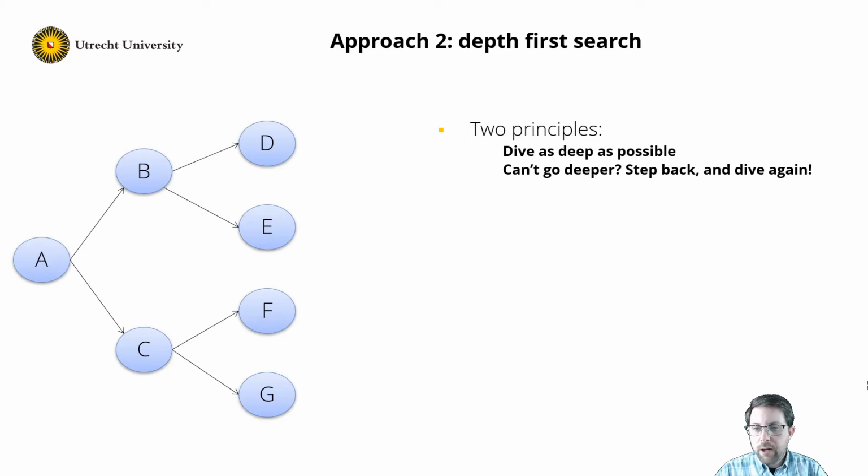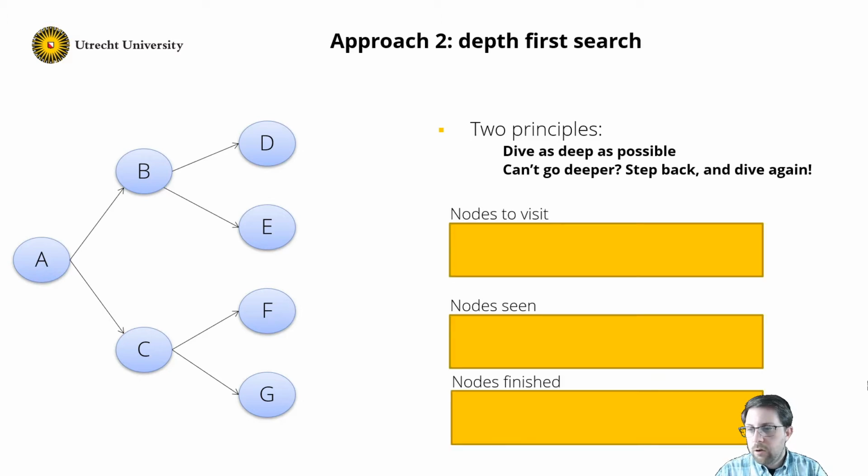I'm going to create 3 lists: nodes to visit, nodes seen, and nodes finished. And the idea of nodes seen is that I'll put all nodes in there that I've seen but not yet completed. So let's start at node A. I've seen it, and I'm going to check one of its neighbors, let's say B. So I'm going to visit B. So I add B to the nodes to visit and also mark it as seen.